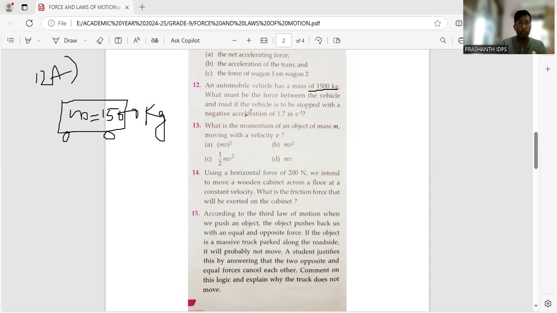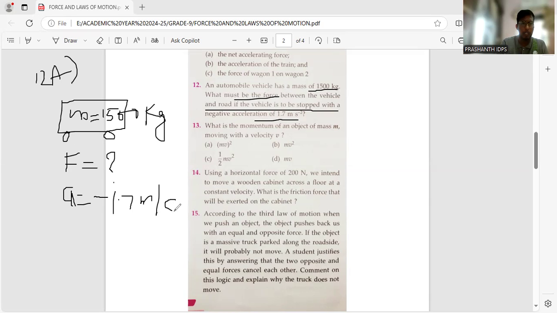What must be the force between the vehicle and road if the vehicle stopped with a negative acceleration 1.7 meter per second square? He's asking what is the force value if the vehicle stops, when the driver applies the brake, the vehicle will stop, right? With negative acceleration. So I'll take a is equals to minus 1.7 meter per second square.